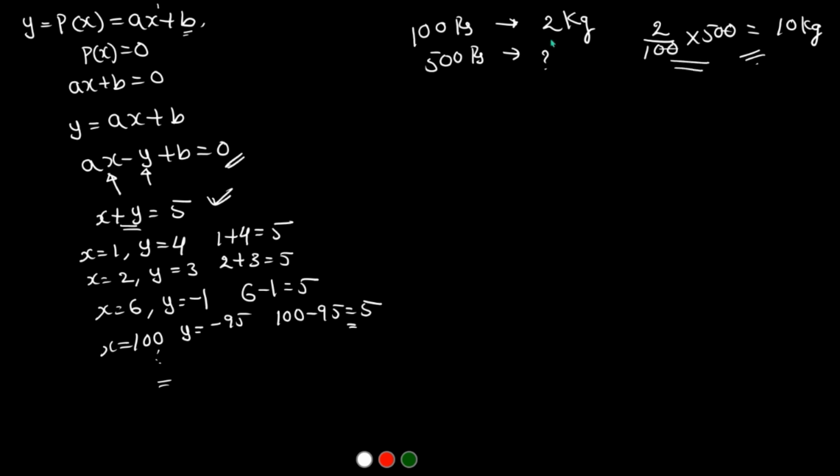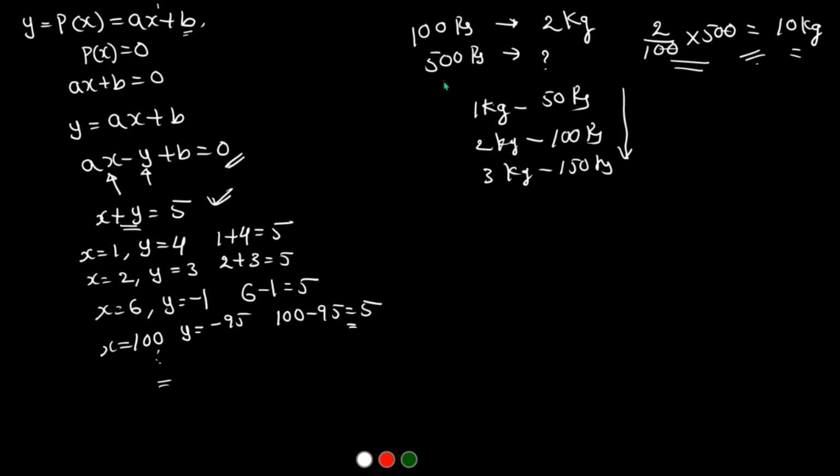How did you put this expression, 2 by 100 into 500 is equal to 10 kgs? Let me give a little more explanation. Why do we put it this way? Because the quantity is varying linearly. For example, 1 kg of apples is 50 rupees, 2 kgs of apples is 100 rupees, 3 kgs of apples is 150 rupees. So these numbers keep changing linearly. That's the reason you put it directly as a constant, like 2 by 100 into 500, so that you get 10 kgs for 500 rupees straight away.